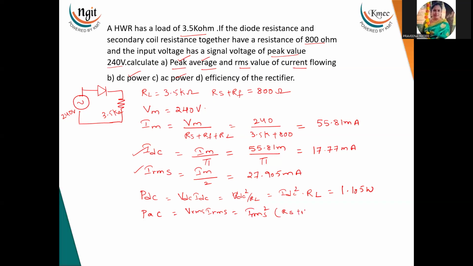So secondary resistance plus diode forward resistance plus total load resistance, if I calculate, then I will get 3.348 watt. Now we have both the values. So you can calculate percentage efficiency is equal to PDC divided by PAC into 100. If you put those values, we get 33 percentage. Now this is how we need to calculate the values in the half wave rectifier.